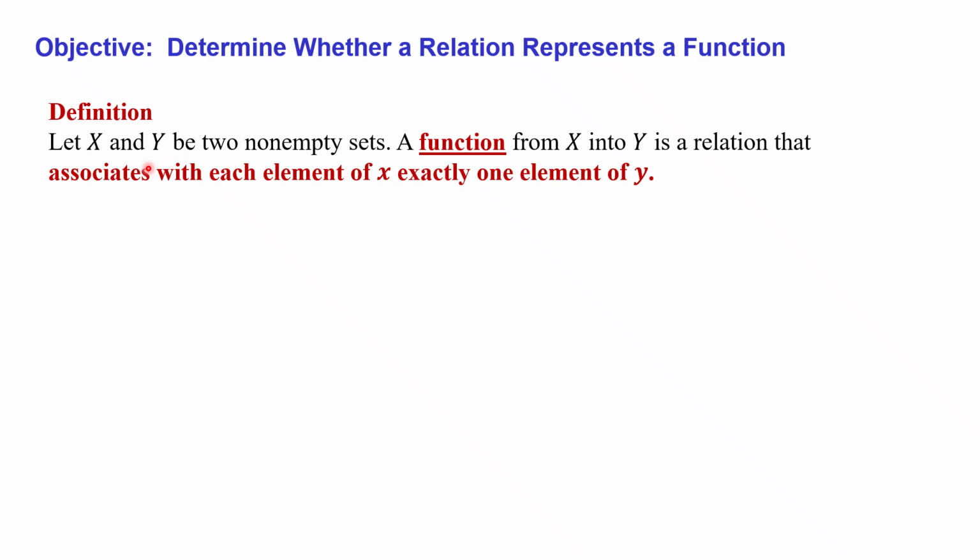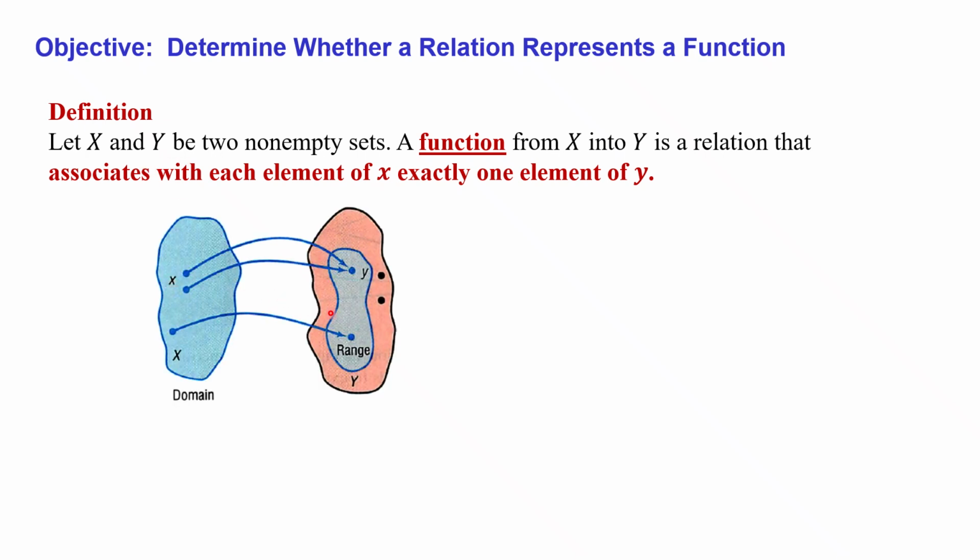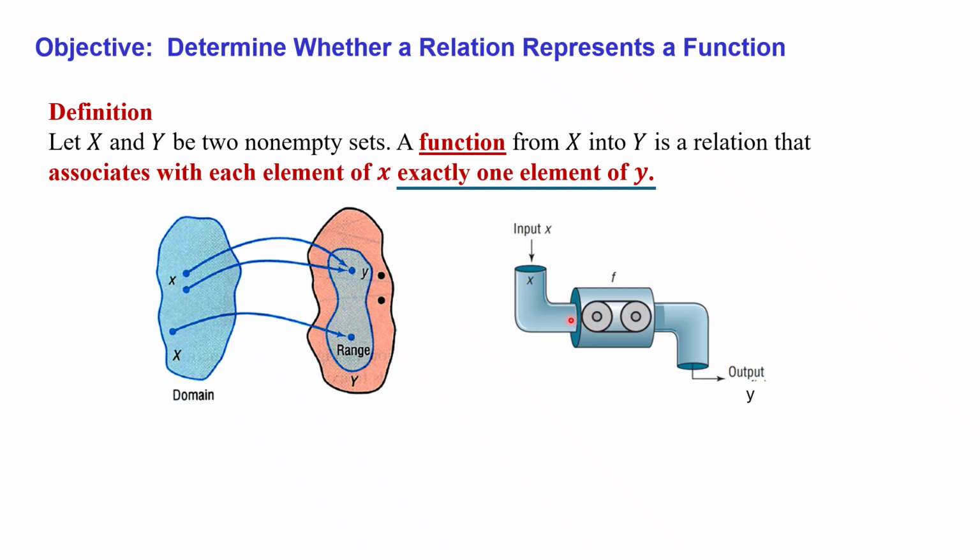Let X and Y be two non-empty sets, as shown in this figure, and a function from set X into the set Y is a relation that associates with each element of X exactly one element of Y. It means that for every input in the set X, it maps exactly to one output in the set Y. In another context, let us assume we have a function machine f. So this is the machine f, and for every input x that I put in the machine f, it will process here, and the output will be only one, which is the output y.